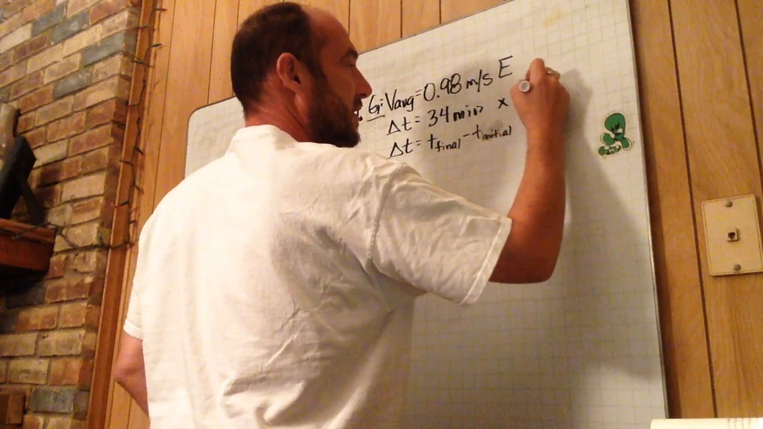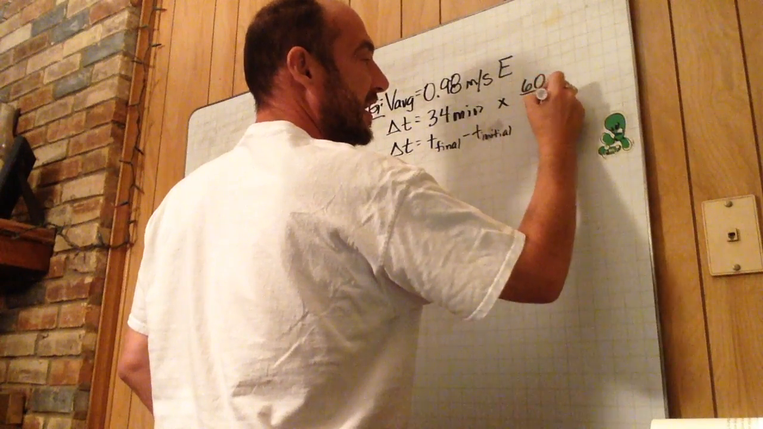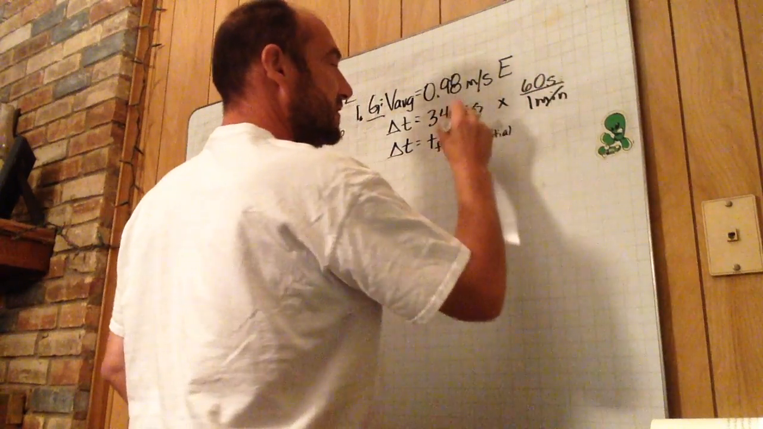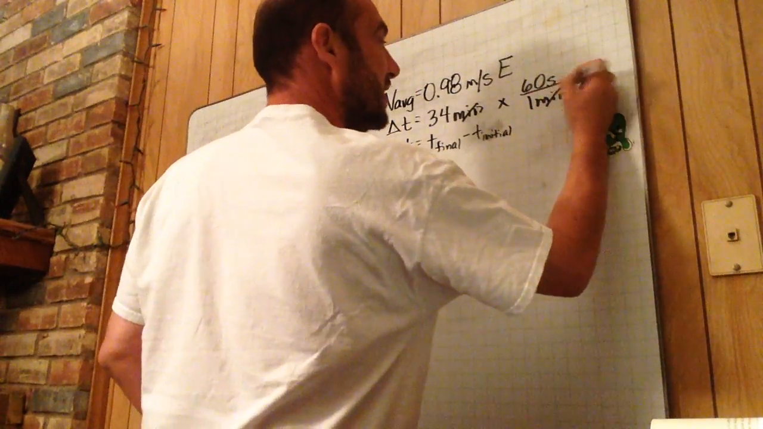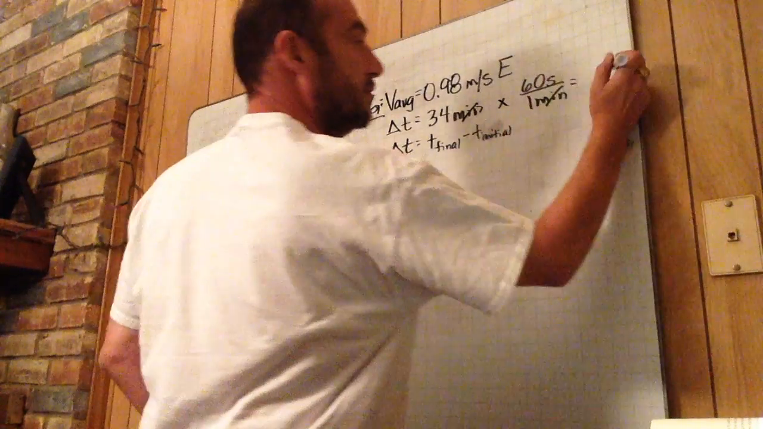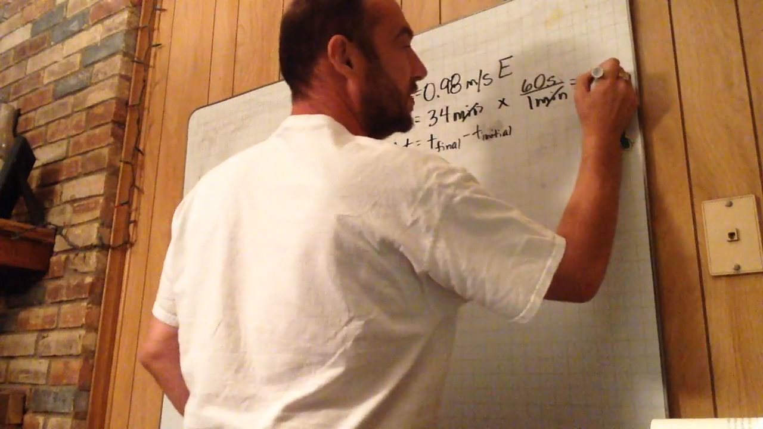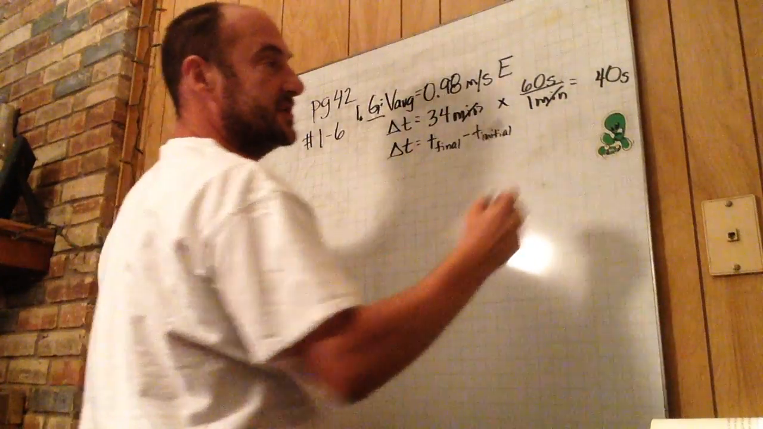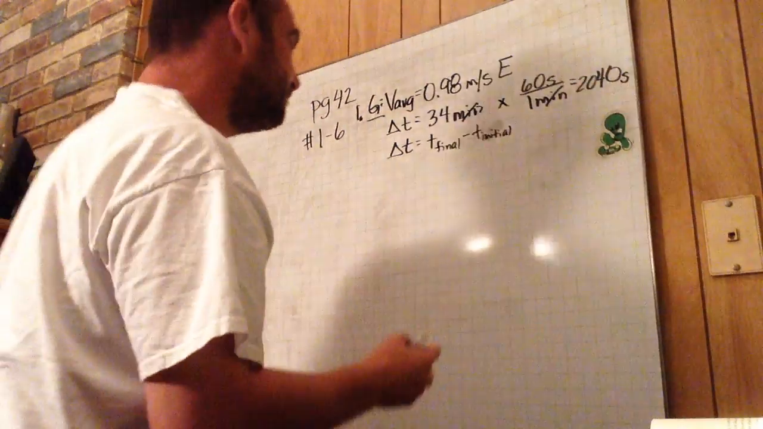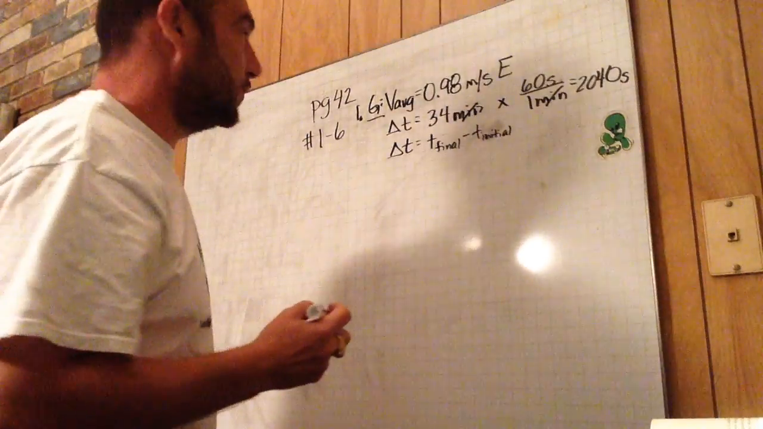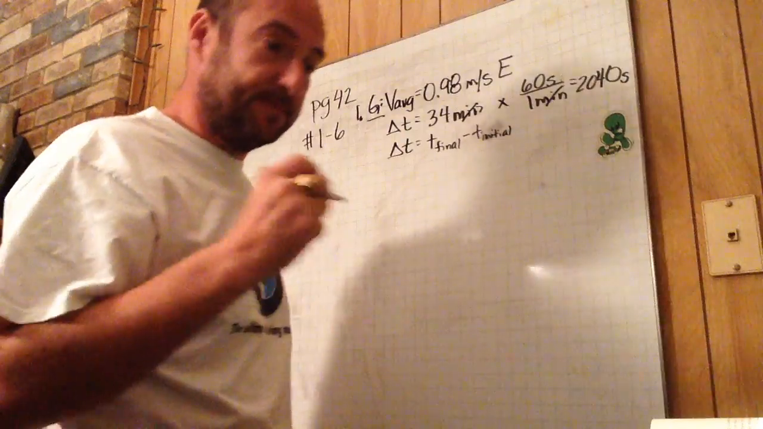Multiply that by 60 seconds per 1 minute. The minutes cancel. And now a simple calculation of 34 times 60. Your time should now equal, put a 0 at the end, the unit of seconds. 6 times 4 is 24. 6 times 3 is 18, plus 2 is 2,040 seconds. So delta T is 2,040 seconds. My average velocity is 0.98 meters per second eastward.